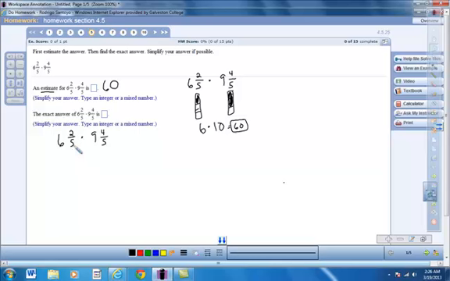Well, remember, we do 6 times 5, which is 30. 30 plus 2 gives us 32 over 5. Then we do 9 times 5, which is 45. We add 4, which is 49. Remember, here we're just multiplying fractions, so we just multiply across. 32 times 49, and 5 times 5.